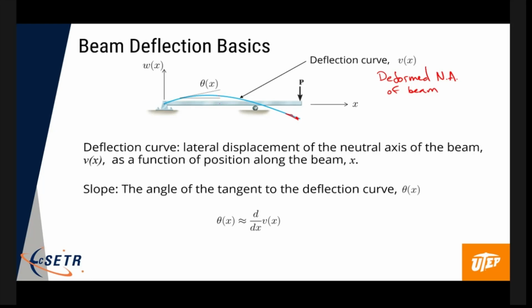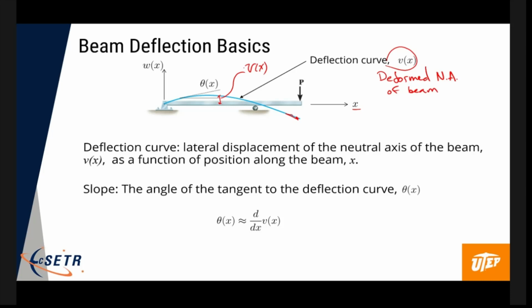We're going to call this distance, the amount that it deflects as a function of x, v of x. I was going to use u, but it's v of x. If you knew v of x and plotted it out, you would get exactly that blue curve. Sometimes they call that the elastic curve, the beam deflection curve. That is what we want to find in this chapter.